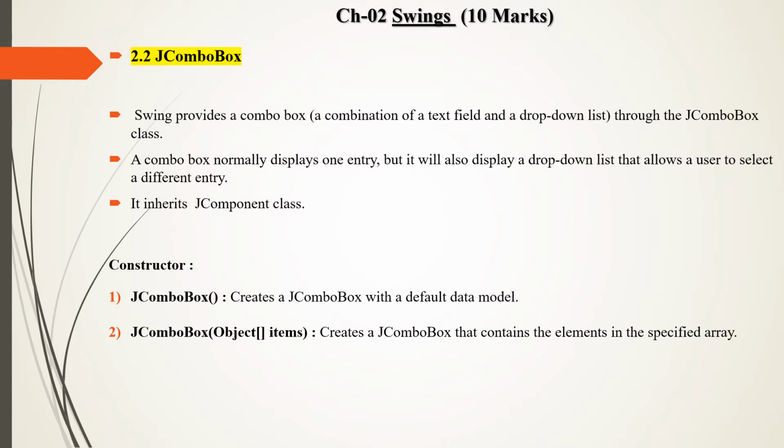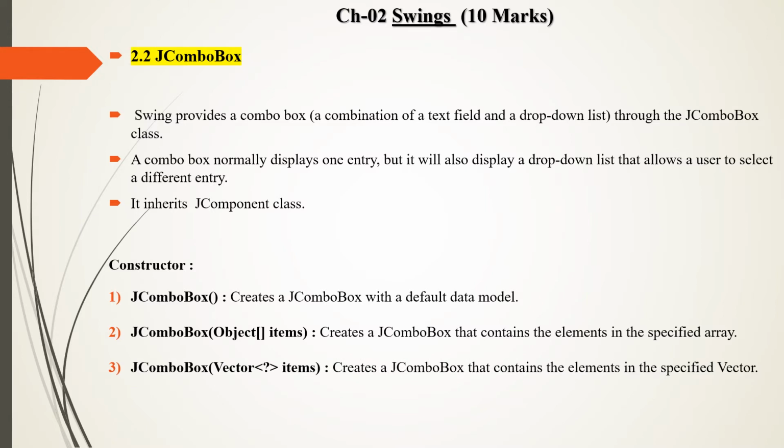Second constructor: JComboBox has one parameter, an object array of items. The parameter is the array of the items. It creates a JComboBox that contains the elements in the specified array. Means first we create the array of the list of options which are shown in the combo box, and the array is passed through the constructor of JComboBox.